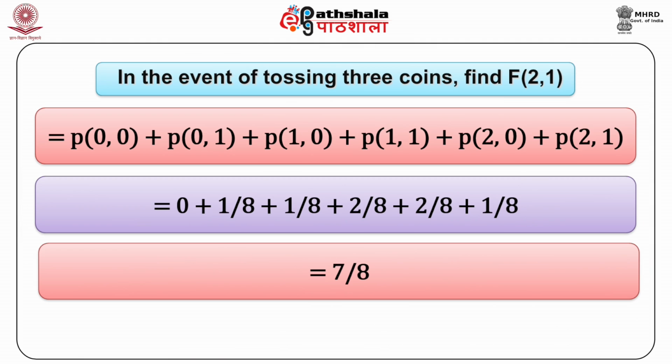Example: in the event of tossing three coins, find F(2,1). From the formula of the distribution function, we have F(2,1) equal to the probability that 2 is greater than or equal to x and 1 is greater than or equal to y. This is given by p(0,0) plus p(0,1) plus p(1,0) plus p(1,1) plus p(2,0) plus p(2,1), which is equal to 0 plus 1/8 plus 1/8 plus 2/8 plus 2/8 plus 1/8, which is equal to 7/8.